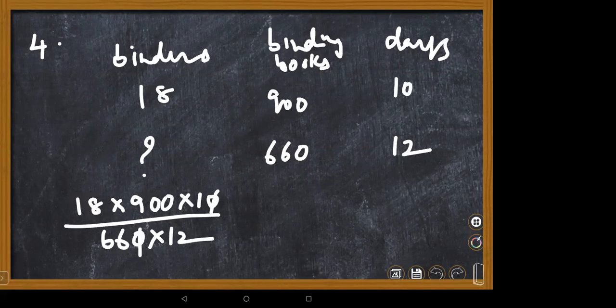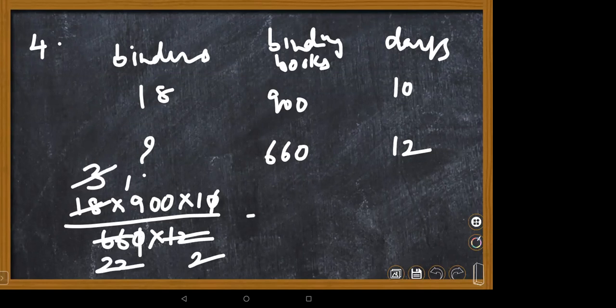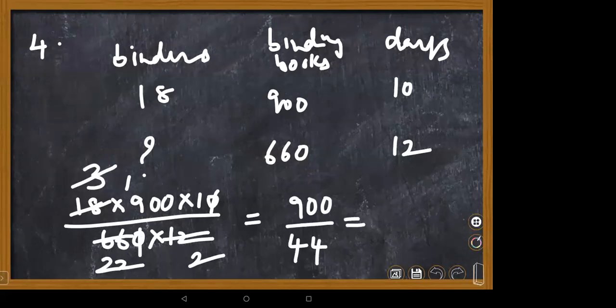Come on, general thinking, children. Based on your thinking, you can. Here 6 twos are 12, 6 threes are 18. So here 3 ones are 3, 3 threes are 9, and 2 twos are 4. So what is left over? 900 by 44. Is it 44, children?